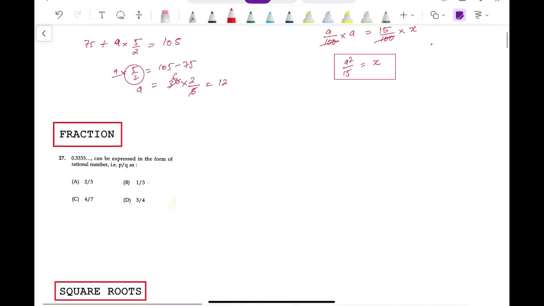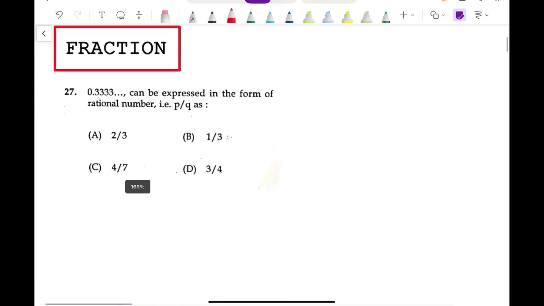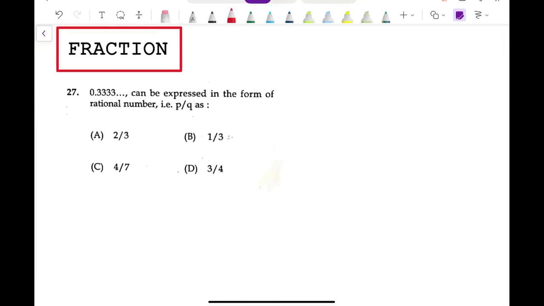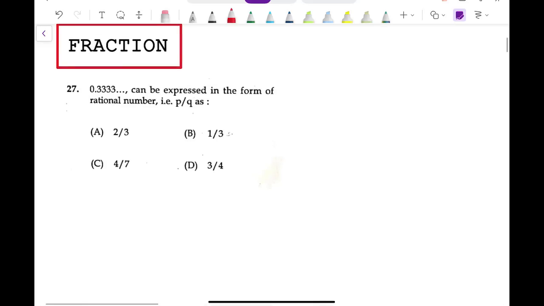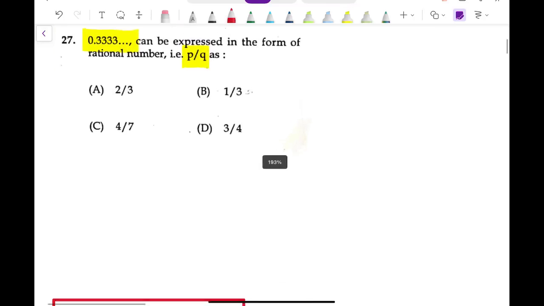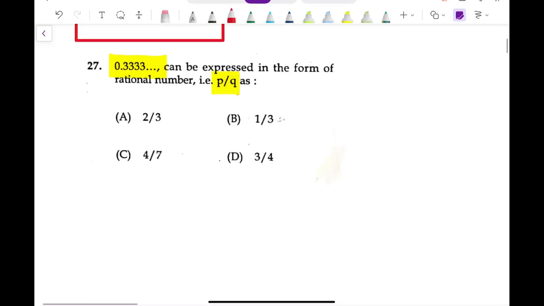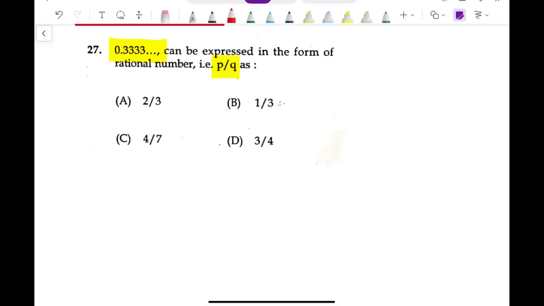Okay, now let's talk about fractions. When we talk about fractions, there are many things, but one of the most expected questions is this kind of question, non-terminating decimals. In your question, you'll be given a number like this, and you'll be asked to write it in terms of a fraction. So in that case, how do we do it? In this type of question, you look at the number.